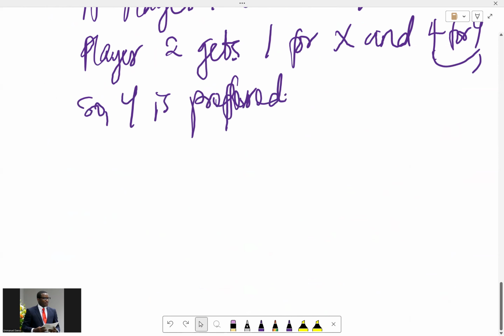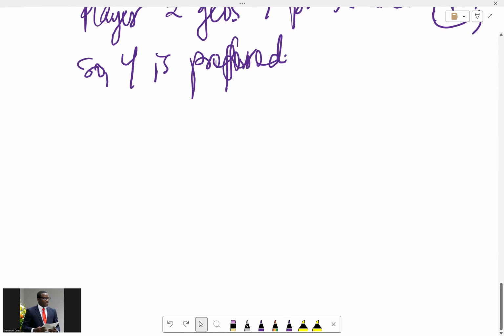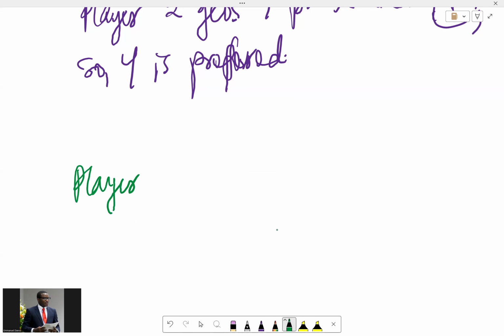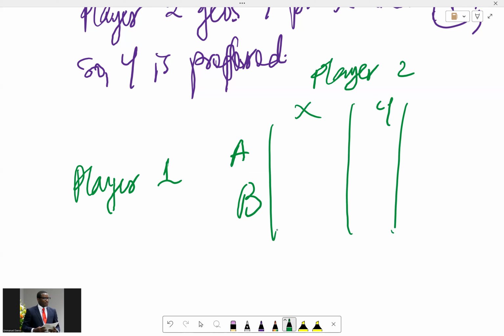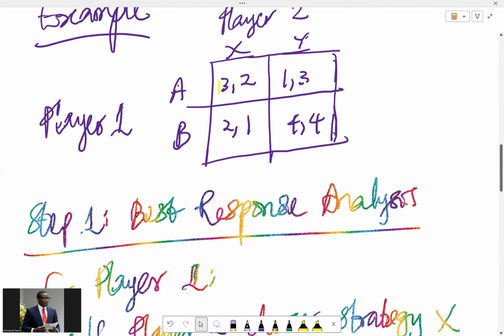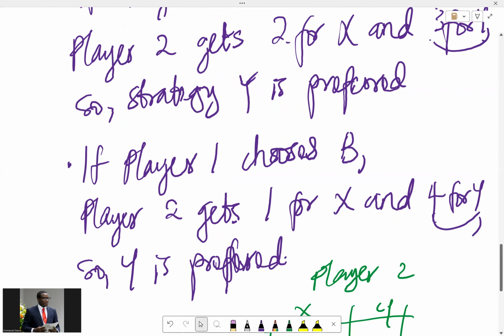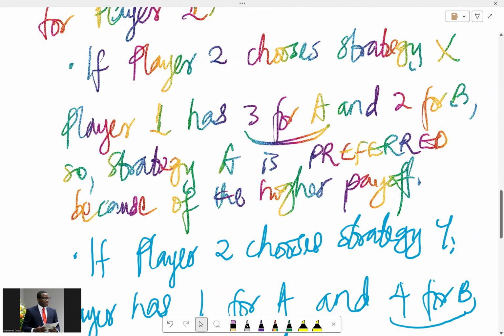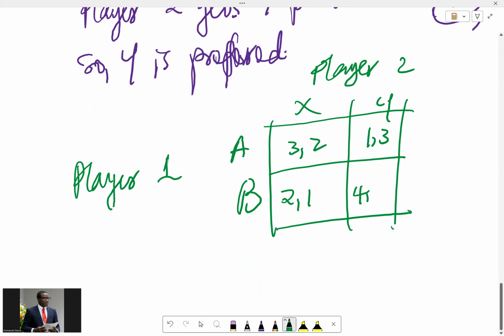Let me draw this again. I've explained all of these things, I just want to draw this again to make it more relatable. So imagine that we have player one with strategies A, B, and player two with strategies X, Y. Just like we said the other time, 3, 2, 1, 3, then 2, 1, 4, 4.